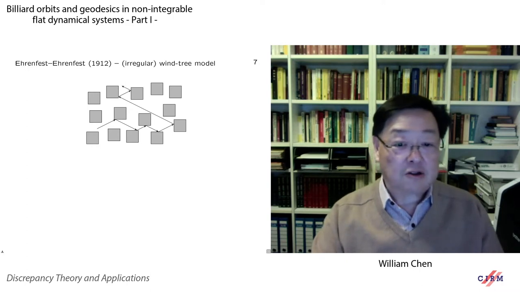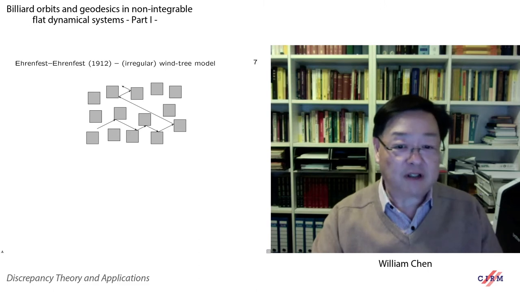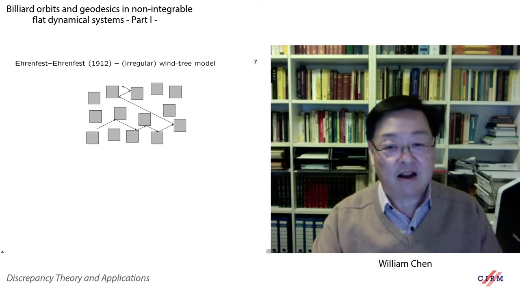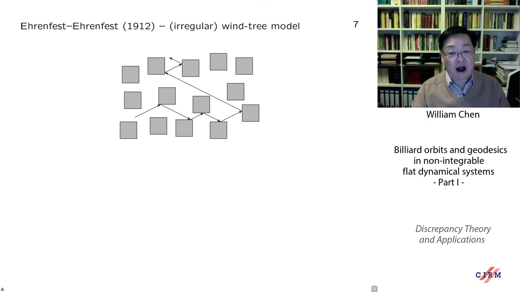Okay, to start talking about some results, let's go back a long, long time to Ehrenfest and Ehrenfest when they considered the irregular wind tree model. This is where we are on a plane and there are obstacles that are squares and they are irregularly placed, although they are parallel to the vertical and horizontal axes. And we are playing billiards in the gaps between these obstacles.